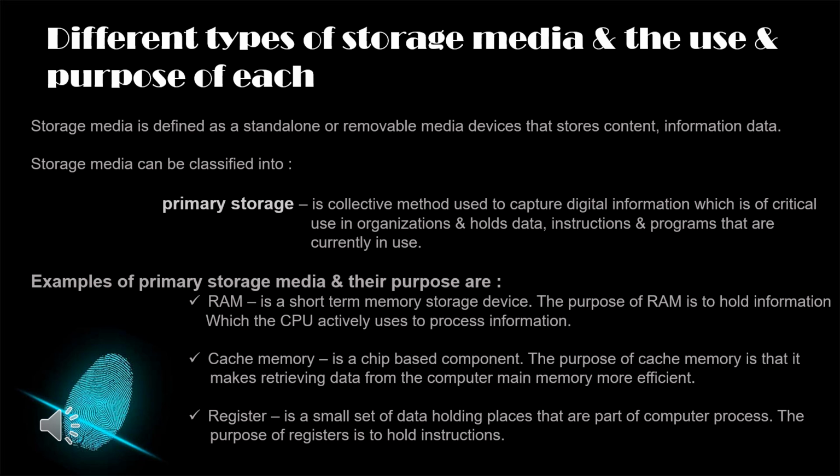This slide introduces different types of storage media used in computers. There are two main categories. Primary storage includes RAM, cache, and registers. These are fast and volatile, meaning they lose data when power is off. Each has a specific purpose. RAM helps the CPU process tasks. Cache memory boosts access speed and registers hold immediate instructions.